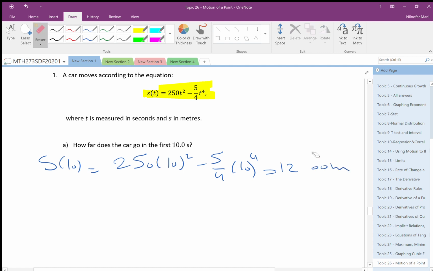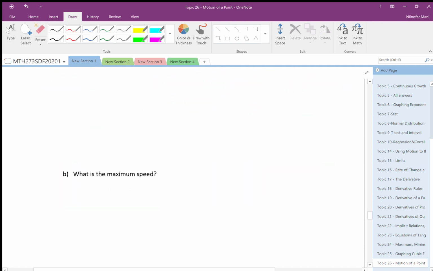Okay, and then write a conclusion sentence. So what is maximum speed? This is a very beautiful question, a beautiful part. What is maximum speed? So let's think about it. I want to find the maximum of speed, not the maximum of the function.